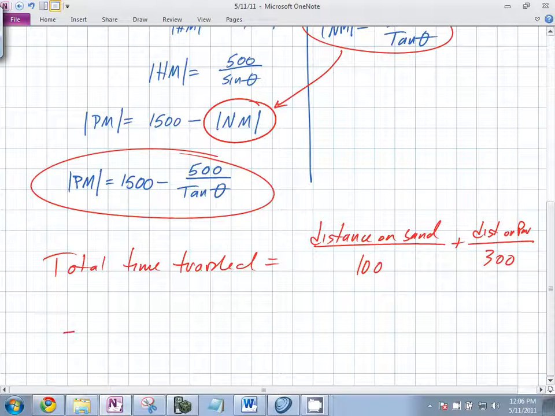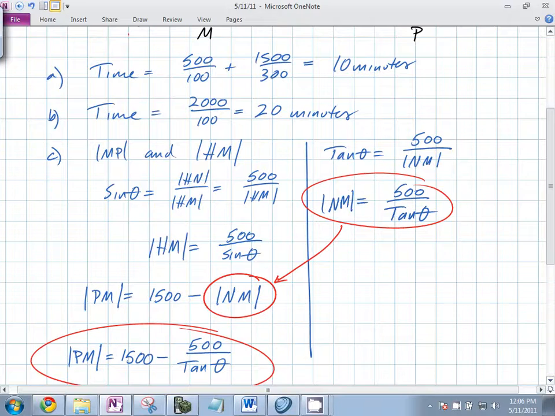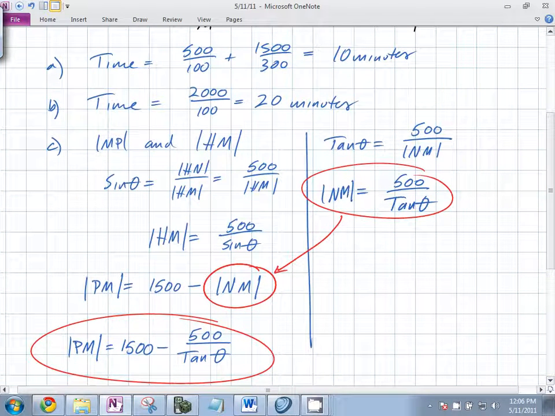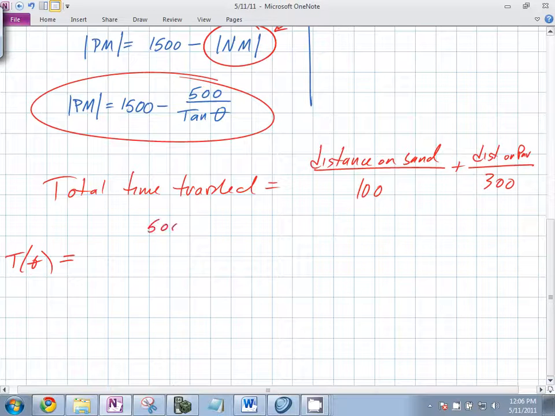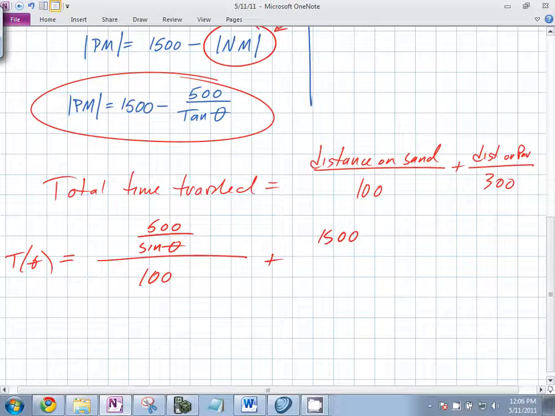Yeah, so the total time in terms of theta is going to be, what's our distance on sand? Do you remember? Where, did I write it down somewhere? Right there, sorry, thank you. 500 divided by sine theta. So 500 divided by sine theta all over what? Plus 1,500 minus 500 over tan theta all over.